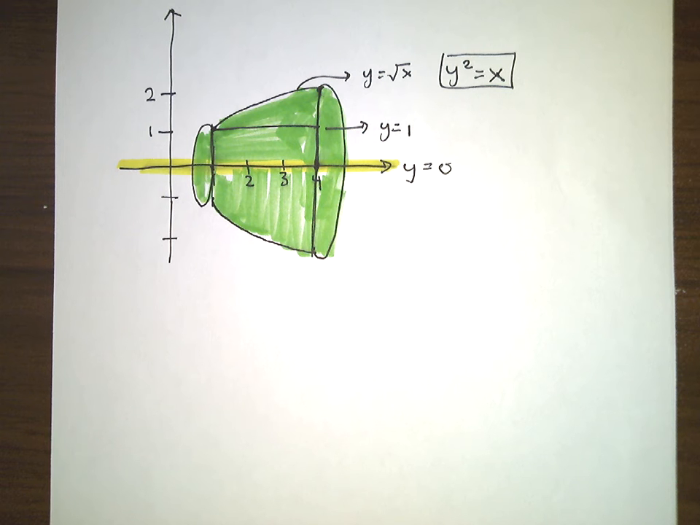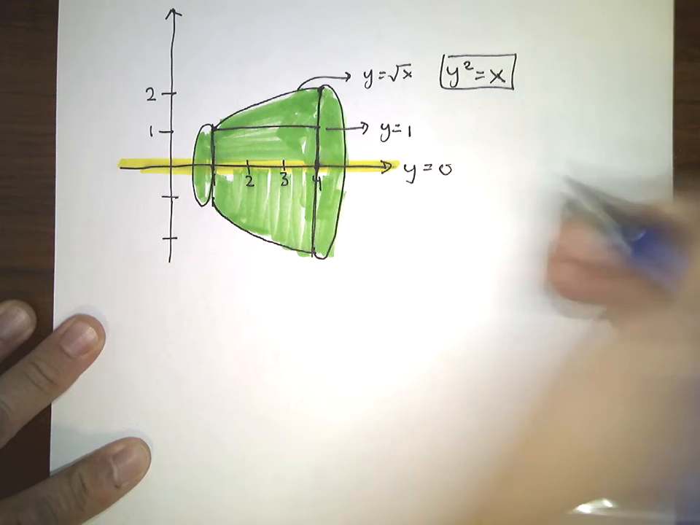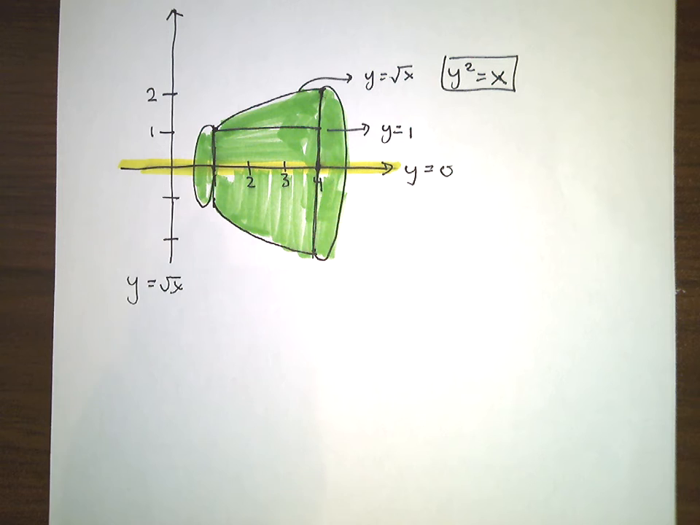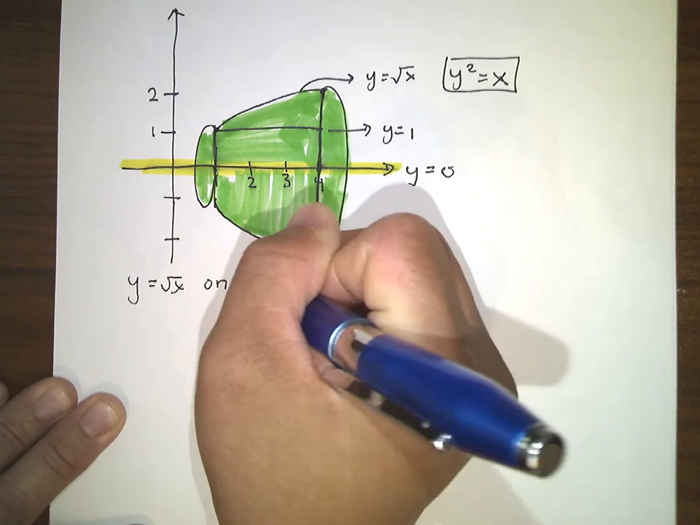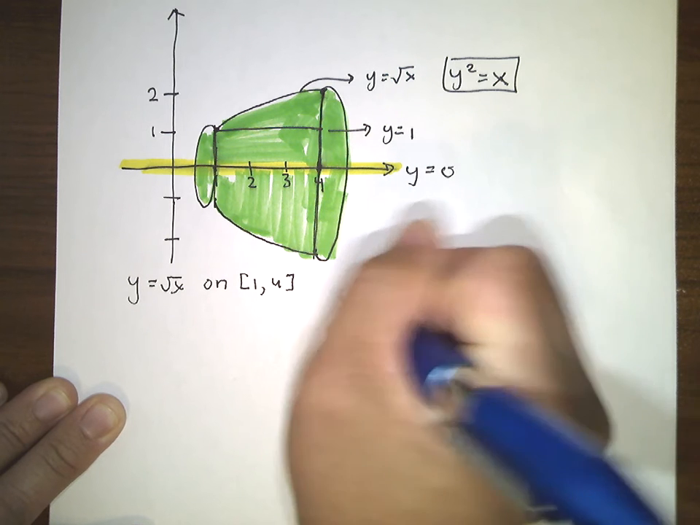Hi everyone, this is Professor Oaks, and in this video I am going to demonstrate how to find the volume of the solid of revolution generated by revolving the curve y equals the square root of x on the interval from 1 to 4 about the x-axis.